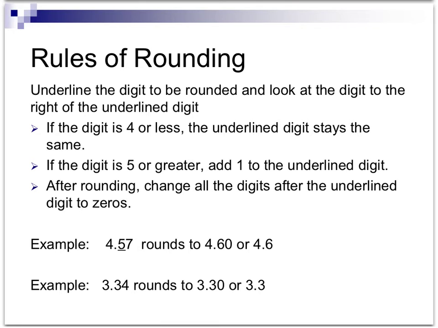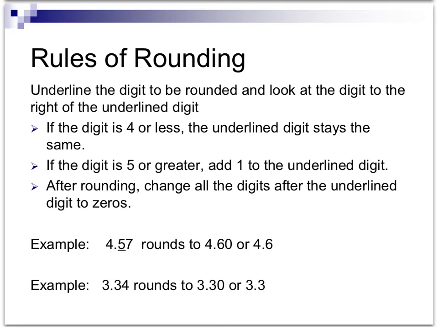Below are two examples. The first example, we have 4.57. Notice the 5 is underlined. So I look to the digit to the right, which is a 7. That qualifies as a 5 or greater. So I will change the 5 to a 6. And then notice I changed the 7 to a 0. So 4.57 will round to 4.6. And 4.60 is the exact same thing as 4.6. So I can either leave the 0 there or I can take it off.